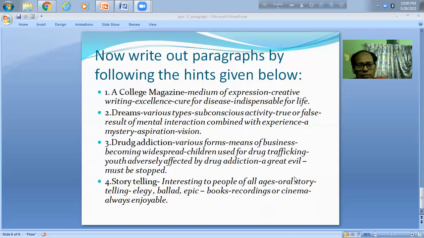So thus youth are adversely affected by drug addiction. So you just follow me. If you listen to me carefully, you will find that I have not explained anything beyond the given hints here.